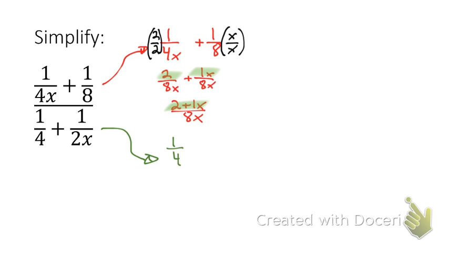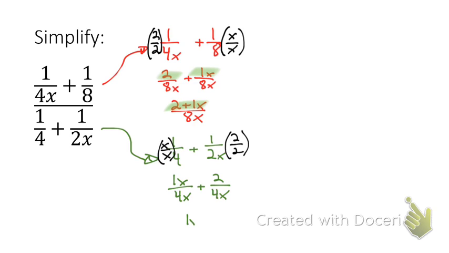So I have 1/4 plus 1/2x. Well, I know that this fraction over here is going to need an x in the denominator, and this fraction over here needs a 4, so I'm going to multiply it by 2 over 2. By doing that, I create 1x over 4x plus 2 over 4x, which now can be rewritten into a single 1x plus 2 all over 4x. That became this. So to zoom out and go big picture, we've taken our numerator and rewritten it as this. We've taken our denominator and rewritten it as this.